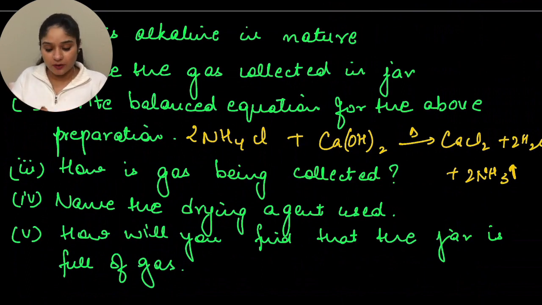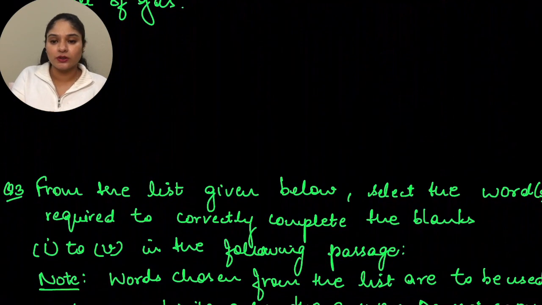The second, I think the litmus test should work the best. The other one could be any test of ammonia that you know. For example, a glass rod dipped in HCl gas, you can bring it near, you'll see white dense fumes. So any of that would work. The best case scenario would be to use a red litmus paper, which will turn blue because it's an alkaline gas. Then moving on to the third question.